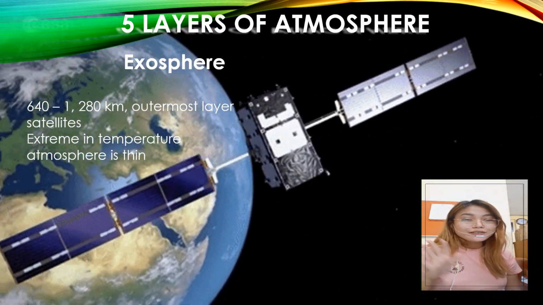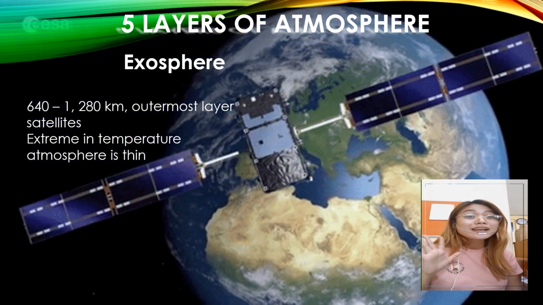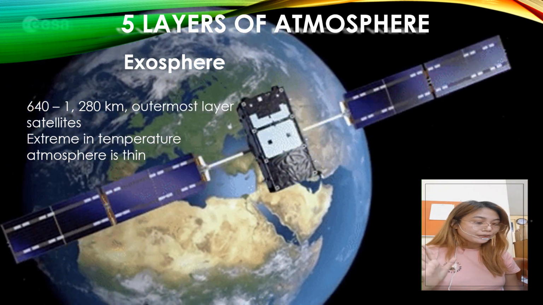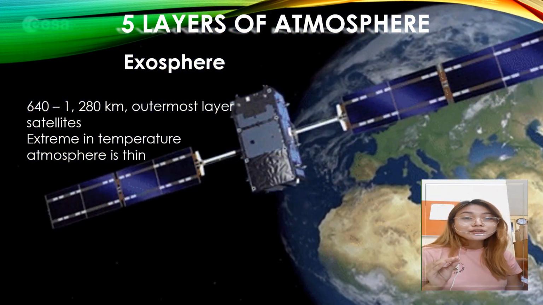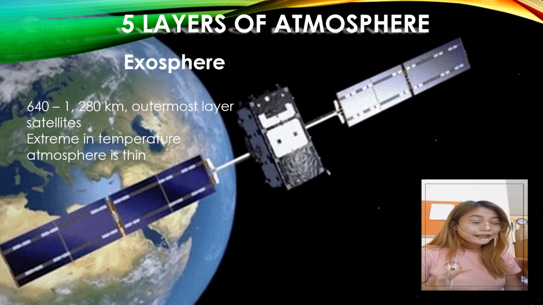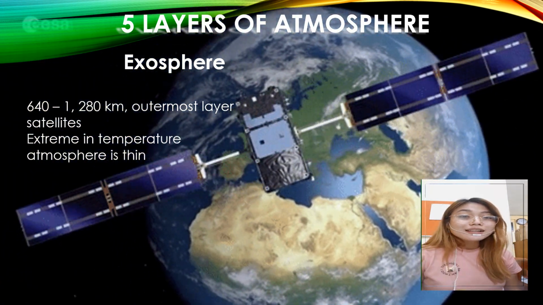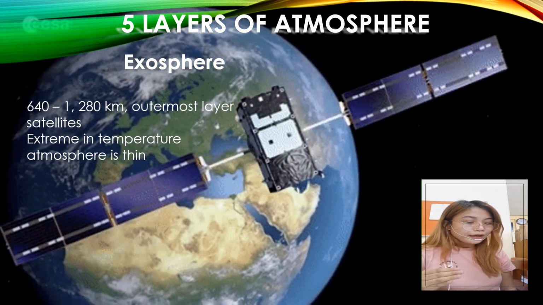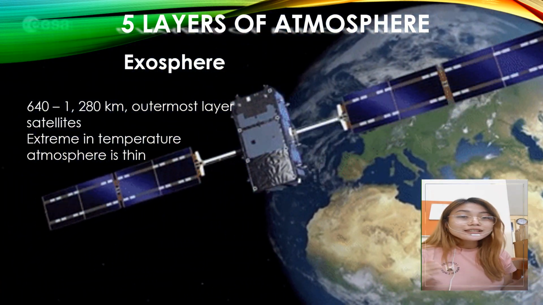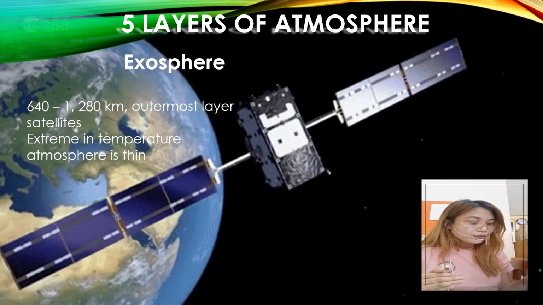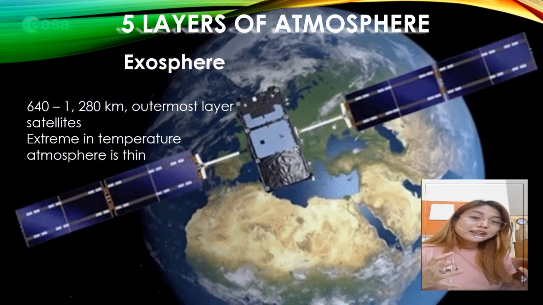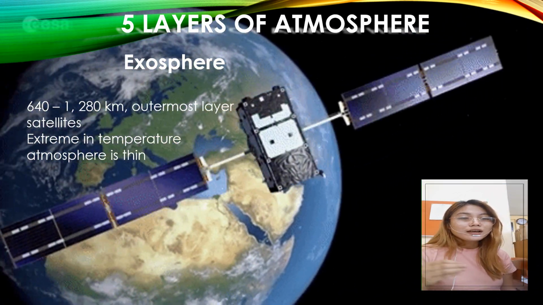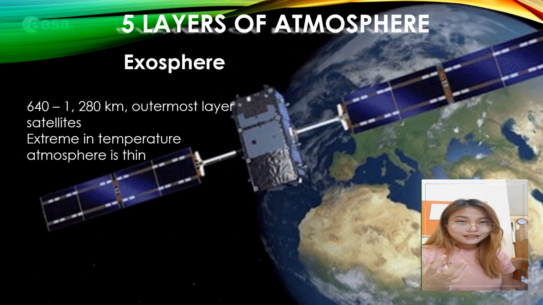The fifth layer of the atmosphere is what we call the exosphere. Exo means the outer part of the layer of the atmosphere. It extends from 640 to 1,280 kilometers. Satellites are found here. It has extreme temperature, and the atmosphere is very thin. So humans cannot breathe here because the air in the exosphere is very thin.